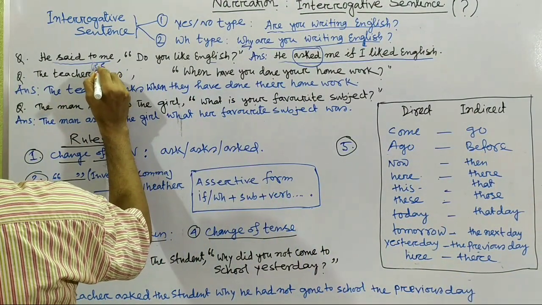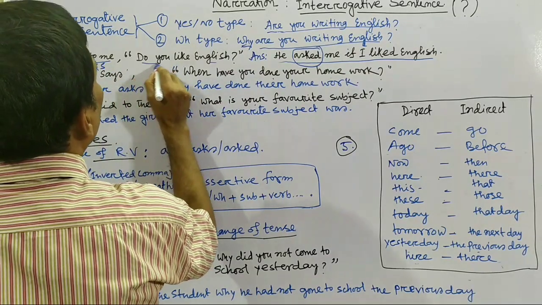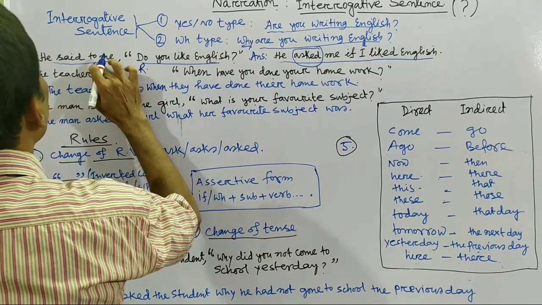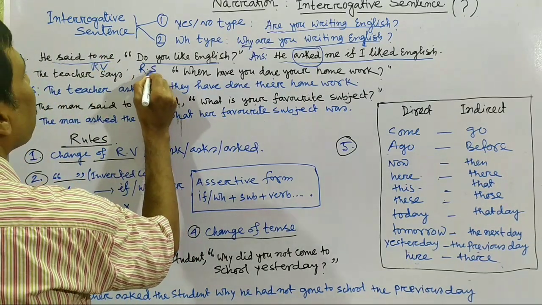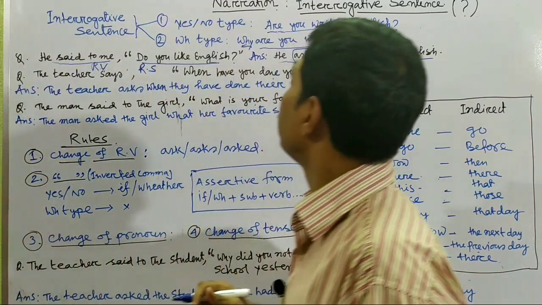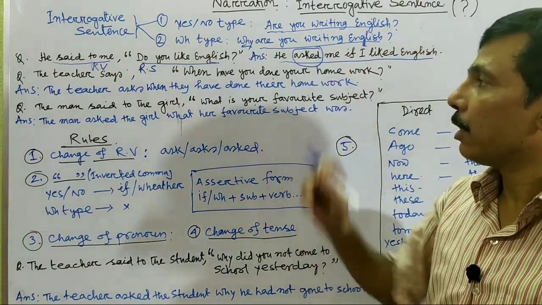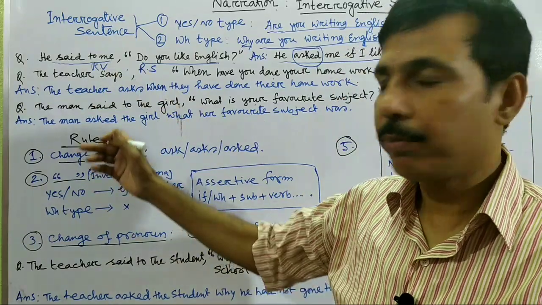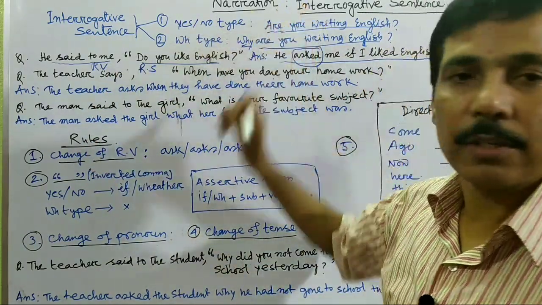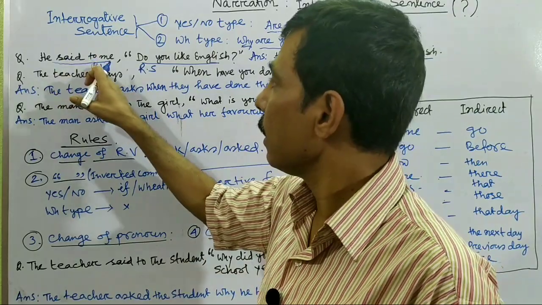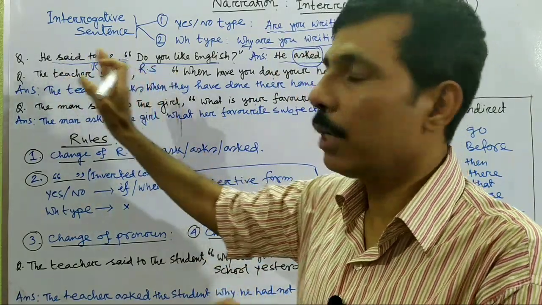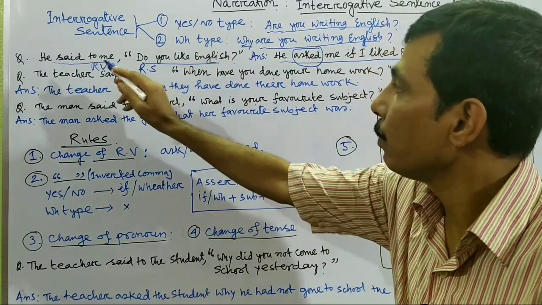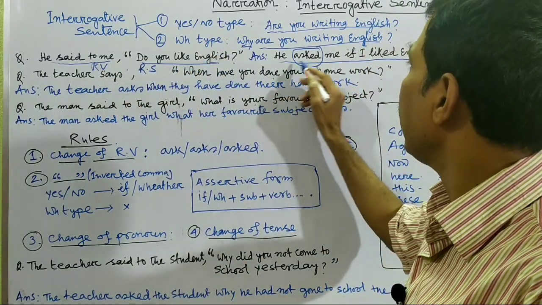I have also told this in my previous video, where I told you about the narration change of assertive sentence. So you can find these things in my previous video. This is the reporting verb, outside the inverted comma, and within the inverted comma it is called reported speech. So he said to me becomes he asked me.